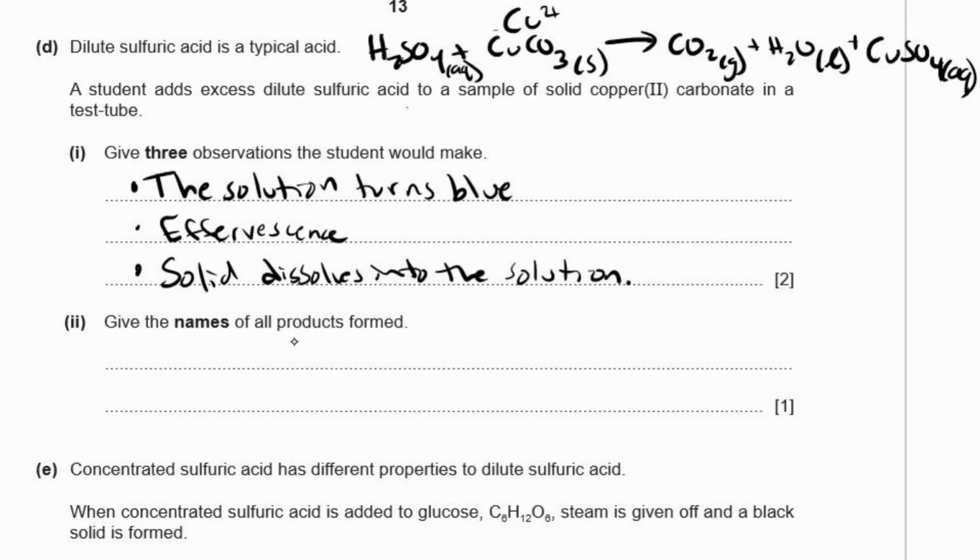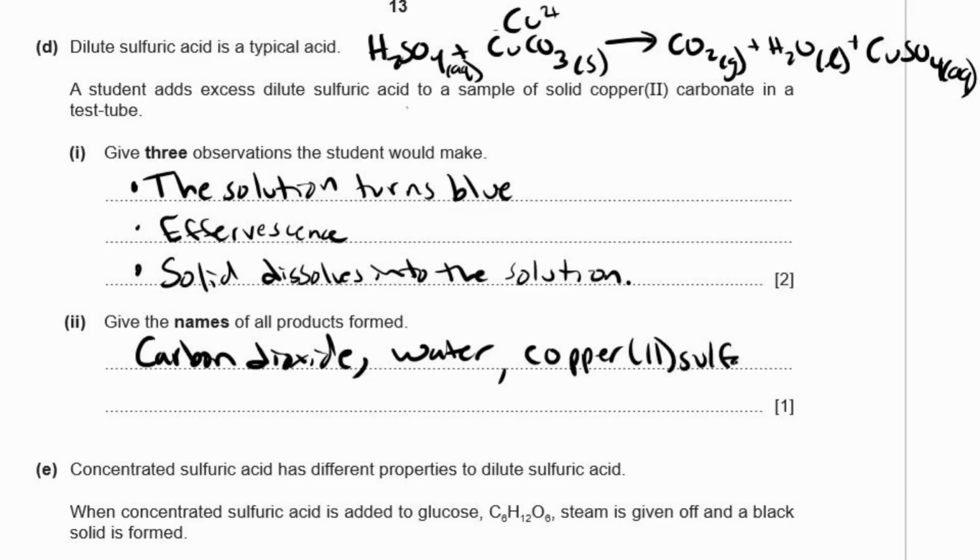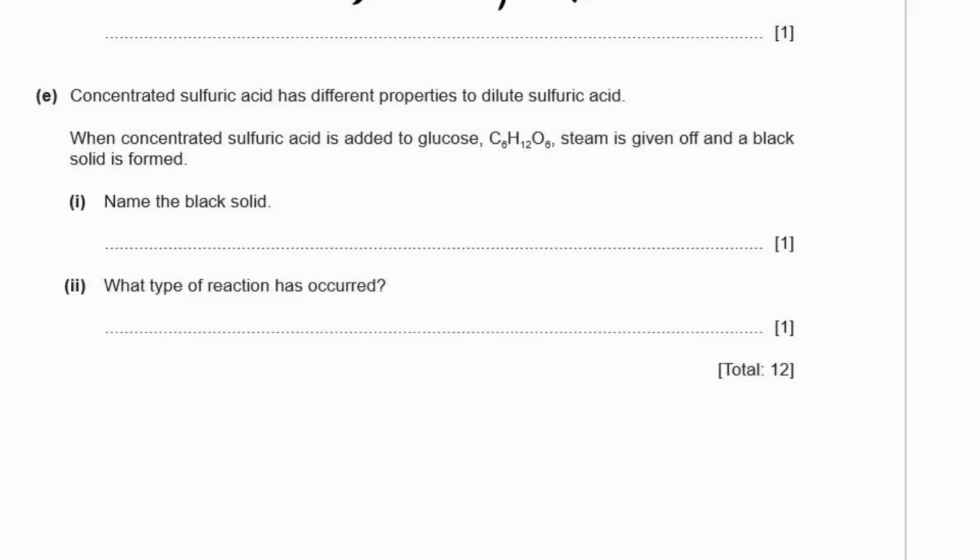2, give the names of all the products formed. Well, if you've written out the equation, you can find the names. If you haven't, you have to figure it out. Okay, so we have carbon dioxide. We have water. And we have copper 2 sulfate. Now it says the names. It means they do not want the symbols. That's what they want. They want the names.